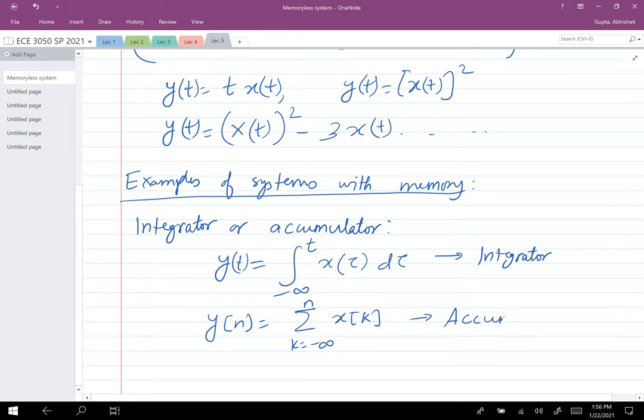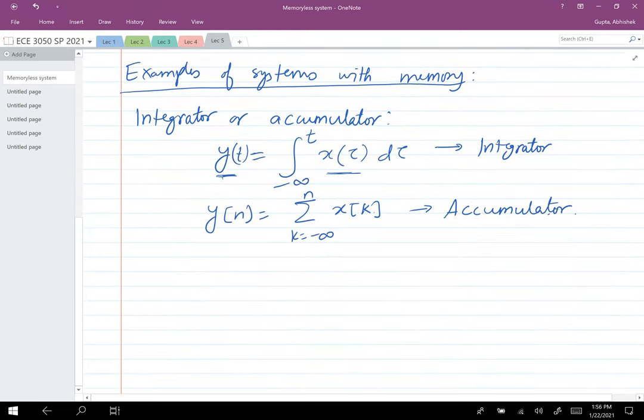This is the accumulator. So in systems with memory, the inputs you gave in the past affect the output at time t. So this is the inputs from the past. This is the output at time t. So the past inputs influence the output. Same thing with accumulator as well. So accumulator is the integrator in discrete time systems.